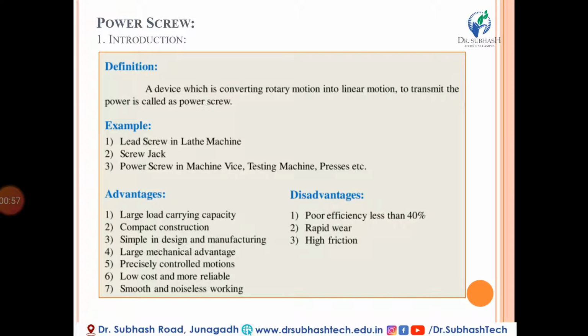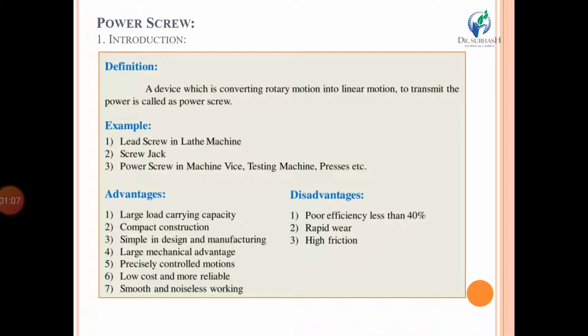Power screw is generally defined as the device which converts rotary motion to linear motion for the purpose of transmission of power or torque. So the difference clearly is that a simple screw is used only for fastening purpose, whereas a power screw is used for the conversion of rotary to linear motion and for power transmission.